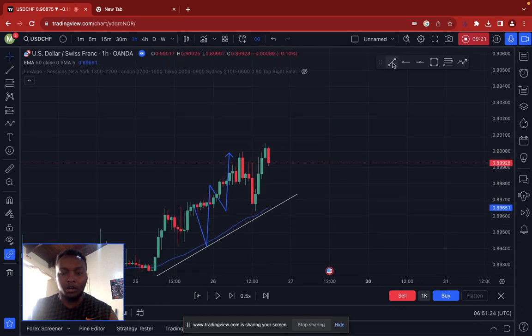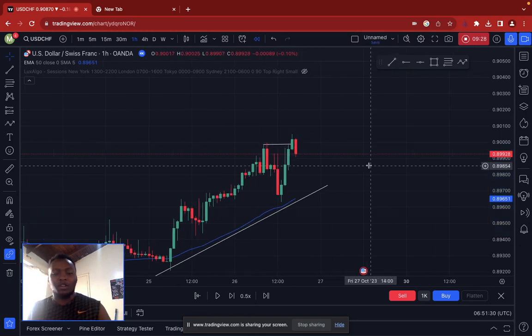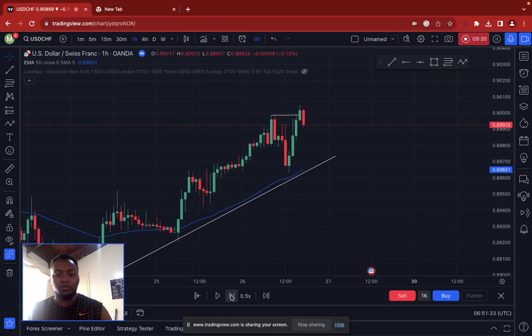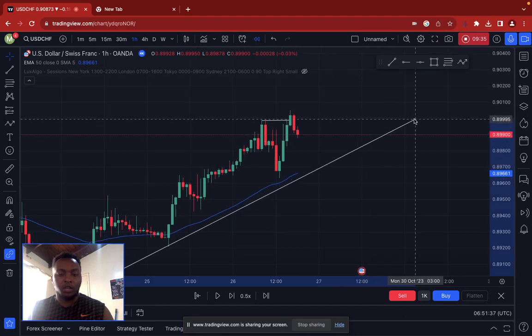Absolutely, we have a break. Okay, here's the break. So after this break, what are you looking for? You're looking at where price is retracing from. Is it there really? Yes. You can see price is retracing from that zone.